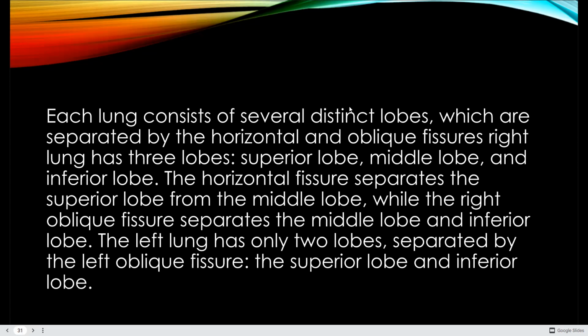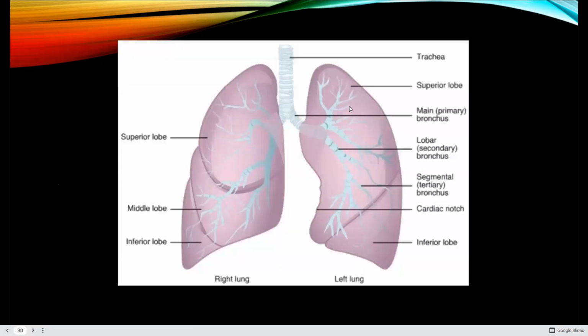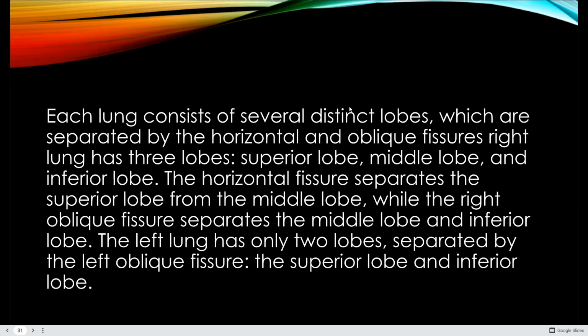While the right oblique fissure separates the middle lobe and the inferior lobe, the left lung has only two lobes. We have the superior lobe and inferior lobe separated by the left oblique fissure. So we have two again, a distinction or part of the left lung simply because there is a cardiac notch there. Right? Questions so far? Let's continue.